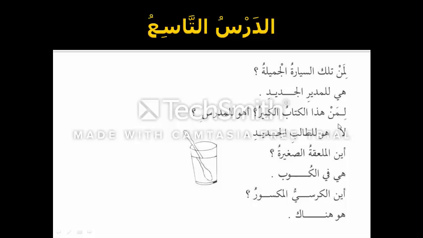All right. Let's go. كبير هو مدرس قلب جديد. Here we have أين. Where is أين الملعقة الصغيرة? Where is the small spoon? Here we see the spoon, and the cup is on the left, and it is in the cup. هو في الكوب. أين كرسي مكسور? Where is the broken chair? الكرسي is a chair. المكسور is broken. هناك هو هناك, it's over there.